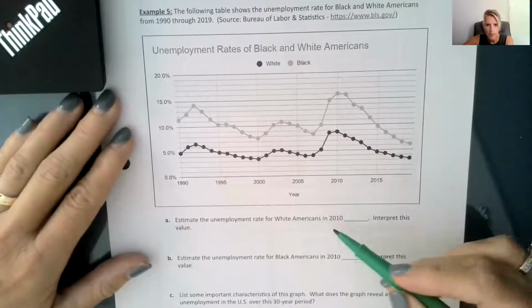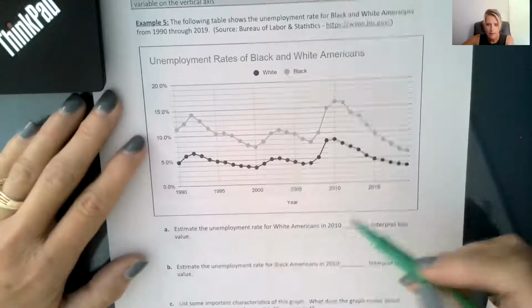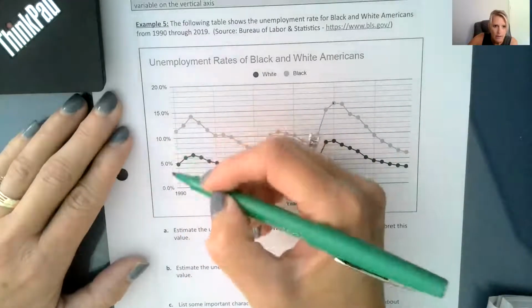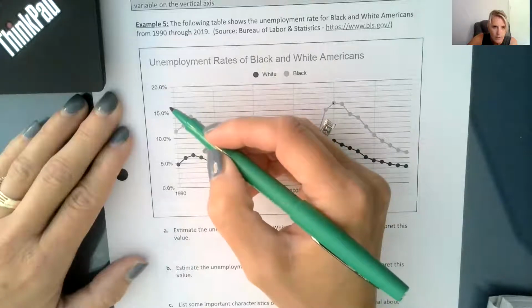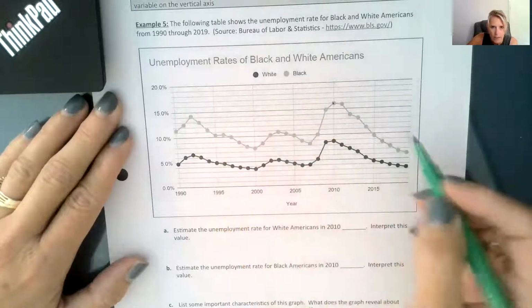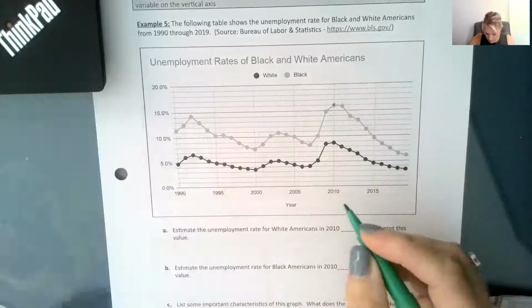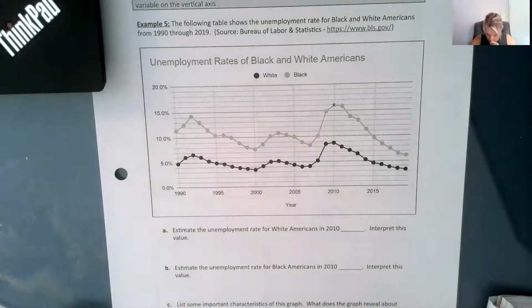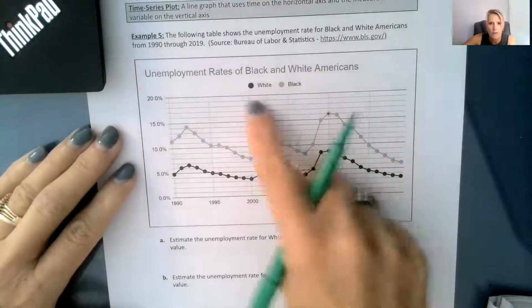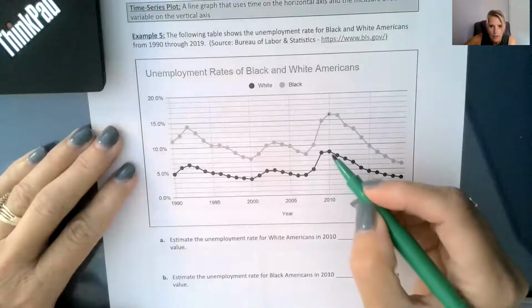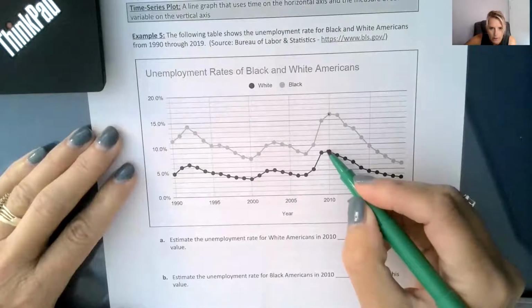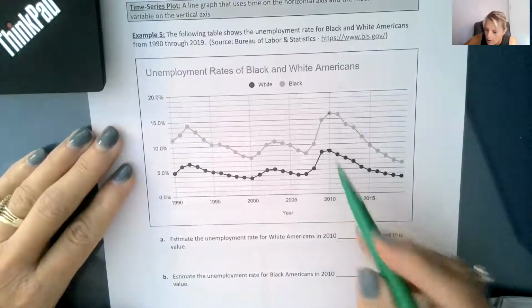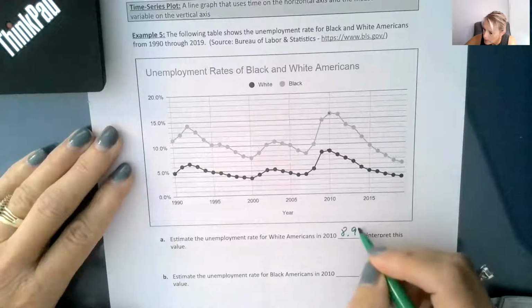Estimate the unemployment rate for white Americans in 2010. So white Americans are right here. And it looks like these go by 1%. So 15, 16, 17, 18, 19, 20. So approximately 16%. Oh, I looked at the wrong sheet. That's down here. It's this one right here. So about 9%. So just below 9%. We'll see approximately 8.9%.